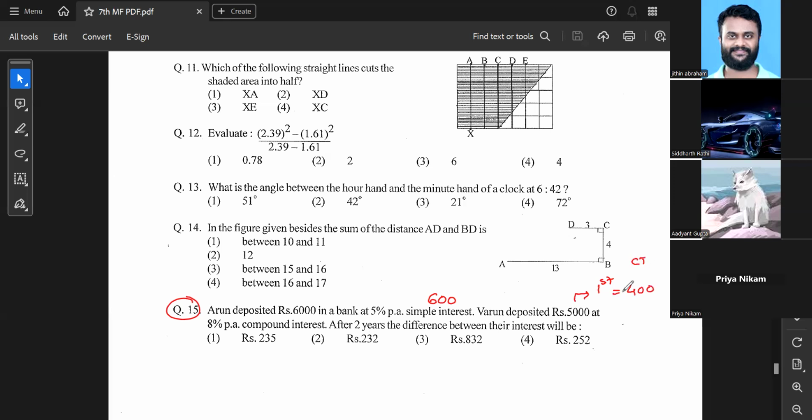This is compound interest. In the second year, he'll get again an interest of 400, which is the interest on the principal, plus he will get interest on the first year's interest. He will get 8% of whatever the first year's interest was. That is 8% of 400. That is the second year's interest. Sir, 32. Correct. So in this case, when I add the first and second year's interest, it will be 400 plus 432, which gives 832. The difference between 600 and 832 is 232. That's your answer.